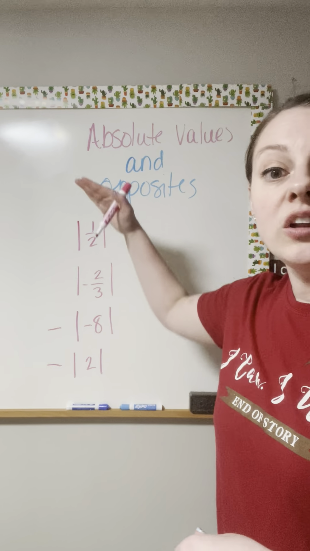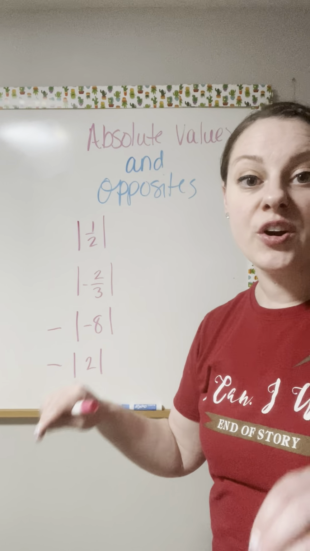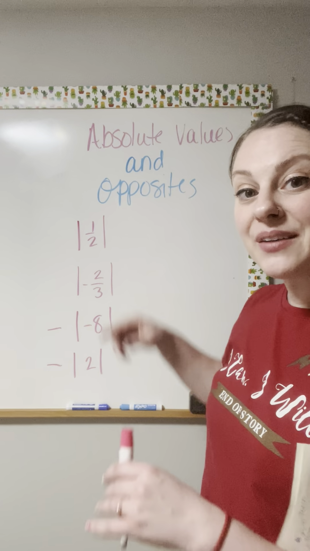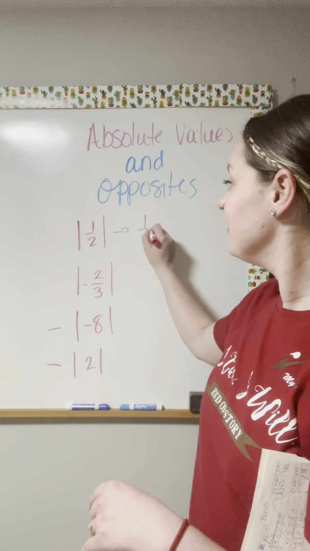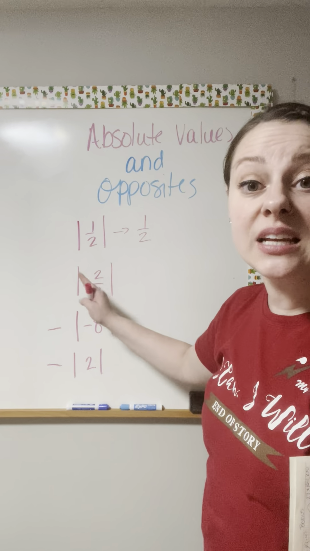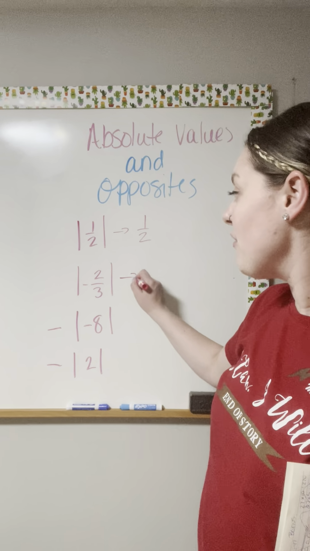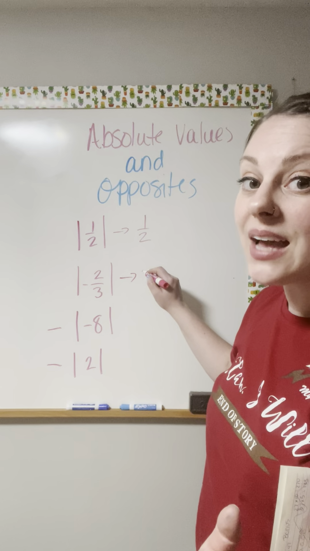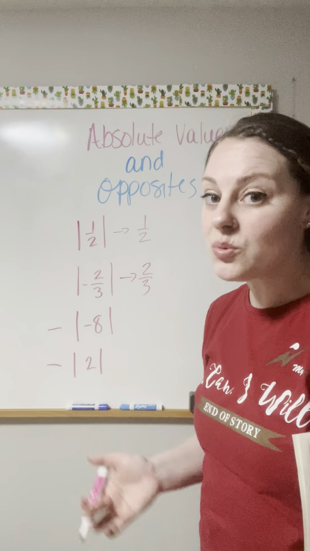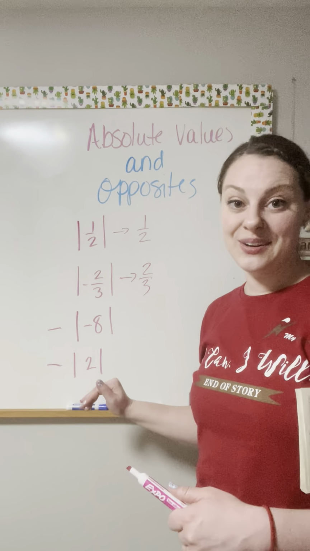So all of these mean how far is each number from zero. So right here, how far away from zero is a half? It's a half. Okay, right here, how far away from zero is -2/3? How far away from zero is it? That's my question. How far from zero is it? It's 2/3 away.